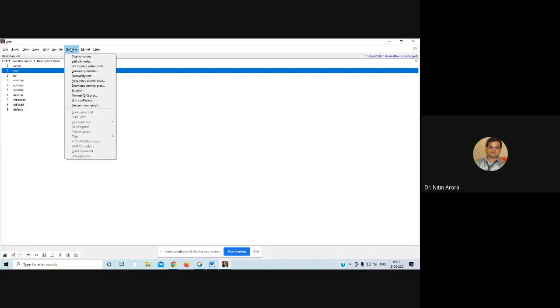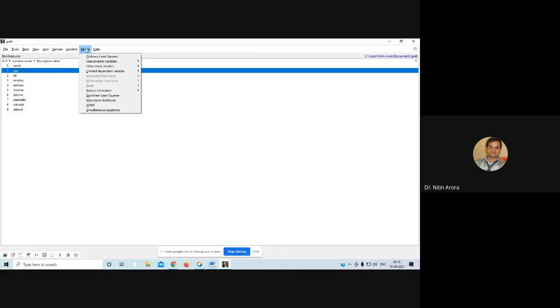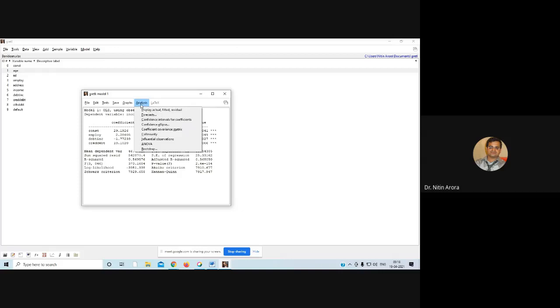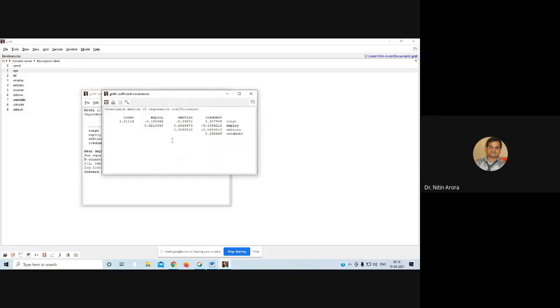Now I show you another. We have coefficient covariance matrices also. This is the coefficient covariance matrix. In this, you can see constant. This is the variance of beta naught. This is covariance of beta naught and beta 1. This is covariance of beta naught and beta 2. This is covariance of beta naught and beta 3, right?